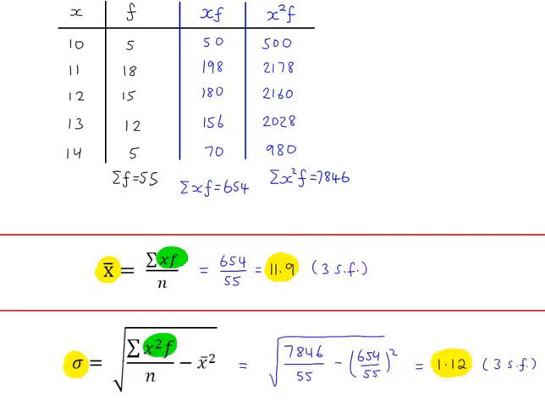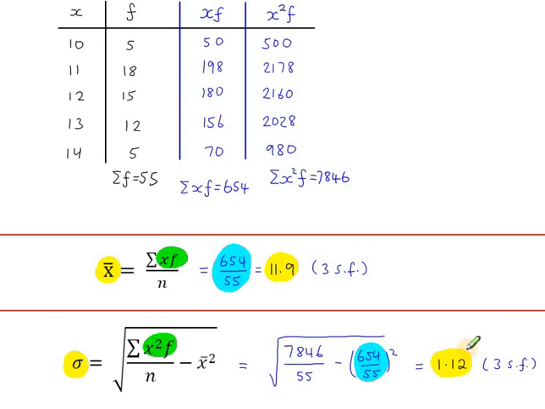Now when I'm doing the calculation for my standard deviation, so I've got sigma x squared f, 7846 here, divided by n, 55, minus, now for the mean I'm going to use the full exact value, so it's better to stick to the fraction that I had here, the exact value for the mean, squared. Don't use the 11.9 in here, you will lose accuracy on this value here. So 1.12 to 3 significant figures.